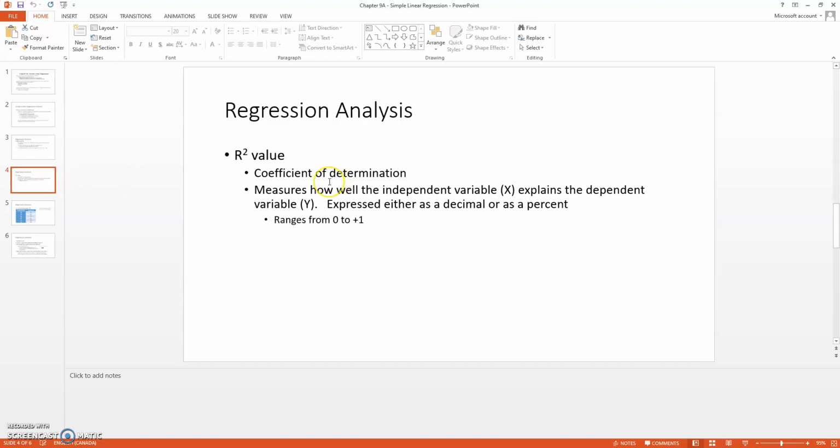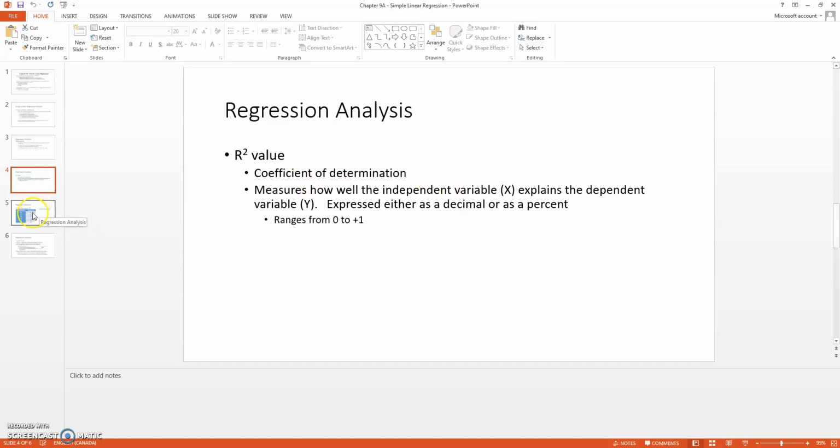R-squared value is the coefficient of determination, which measures how well the independent variable explains the dependent variable, usually expressed as a decimal or as a percent. So R-squared value is squaring Pearson correlation. So R-squared value will always be positive, and it will range from 0 to 1.